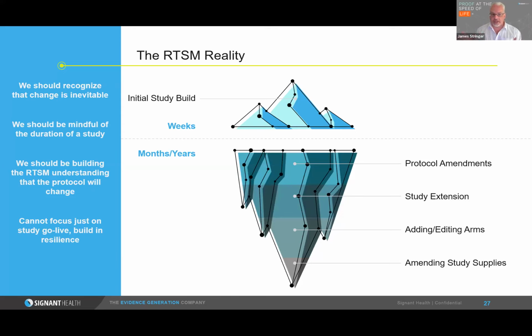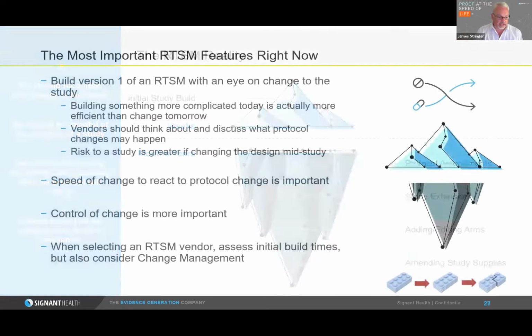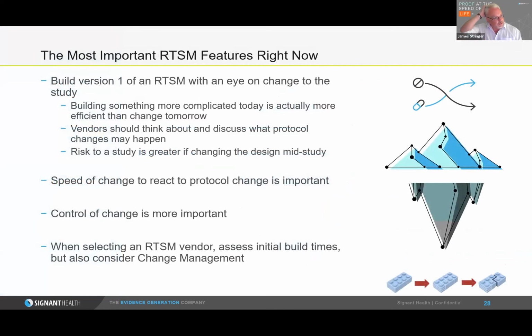Now, the reasons why a study might change are myriad. We've put some on the slide there, but we have to reflect that studies are going to change in flight. It's inevitable. If we go to the next slide, please. As I said, we know that version 1, if we equate it into those terms of your study, things are always going to change.